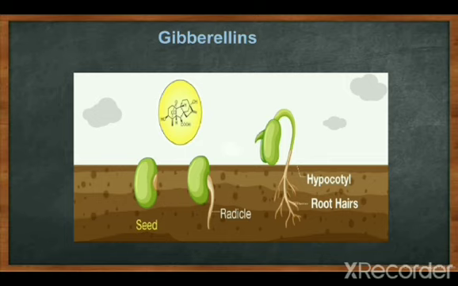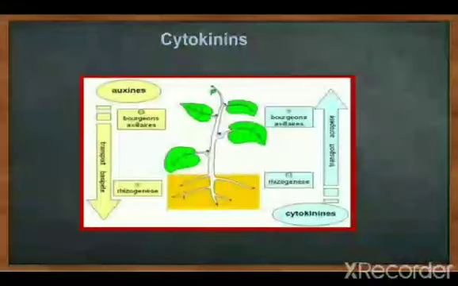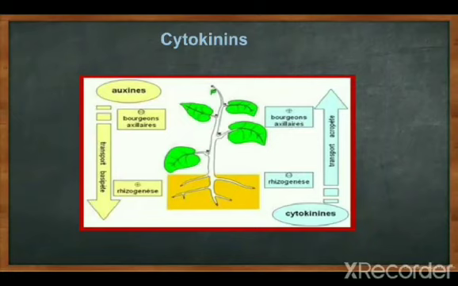Okay, next one. So these are some points about gibberellin. Basically, if you have learned auxin completely and thoroughly, then some points of auxin are just related to gibberellin. Next one is cytokinin. Cytokinin has so many functions. Number one is cell division, as with auxin and gibberellin.